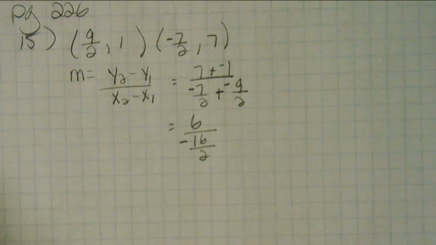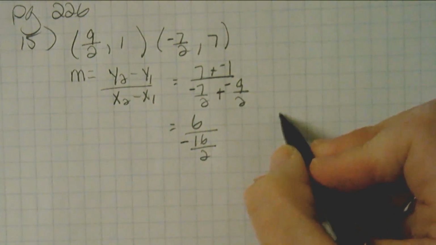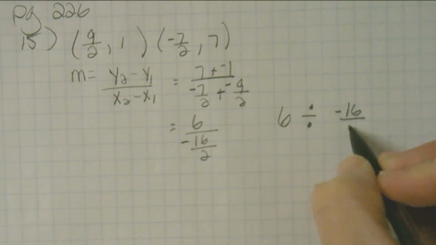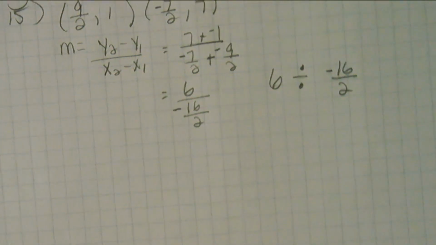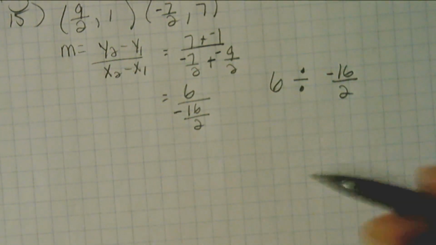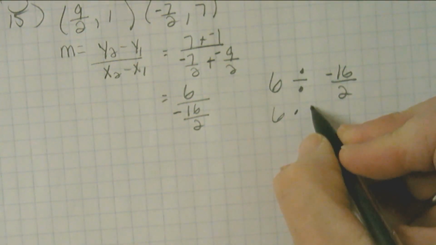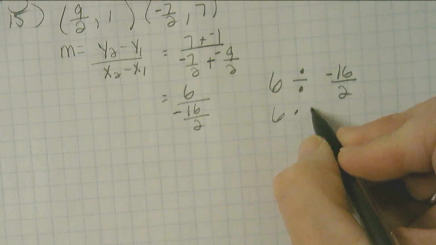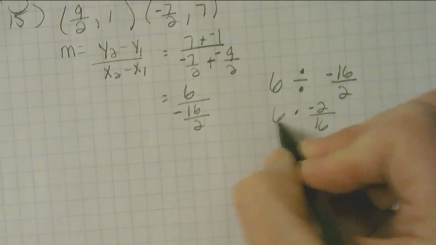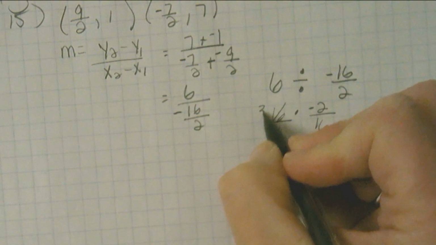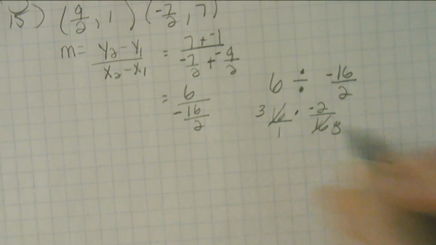Okay. So let's see what that really means, because that to me is super funky. So what this means is 6 divided by a negative 16 halves. That's really what that slope means. So I'm actually going to do this math. So I need to multiply by the reciprocal. So this is 6 times a negative 2/16. I'm going to divide out common factors. This is going to be a 2. That becomes a 3. And that's an 8.